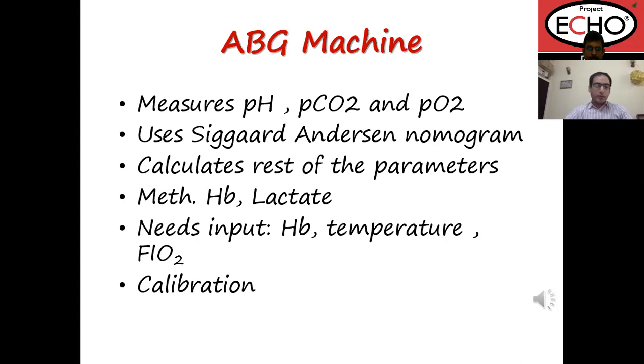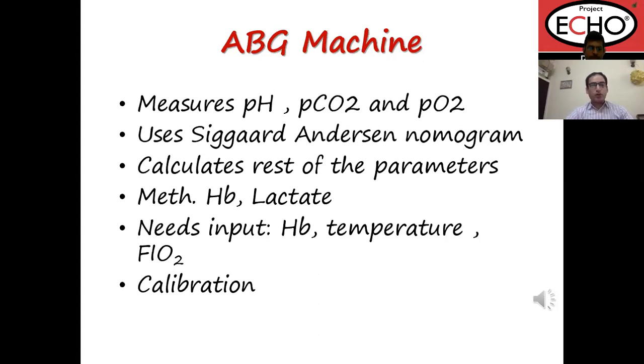However, remember that each machine needs an input in the form of the hemoglobin of the patient, the temperature of the sample, and the FiO2. If the patient is on oxygen therapy, what is the FiO2 you are giving? These three parameters should always be fed to the machine in order to get correct results. Some of the newer machines can calculate hemoglobin, but again, you need to know whether your machine is calculating it or you need to feed it. If you don't feed these three variables, the values may be inappropriate.